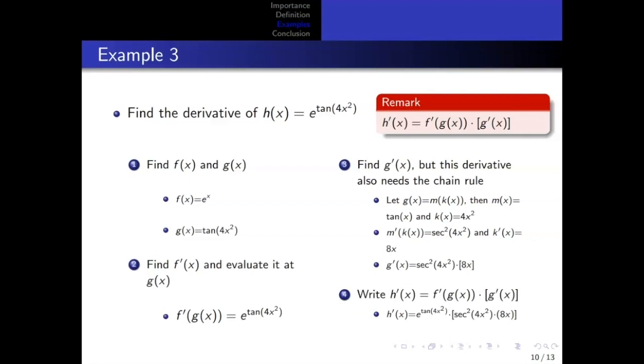So putting everything together, we get an answer of h prime of x equals e to the tangent of 4x squared times secant squared of 4x squared times 8x. As you can see, this is an example of using the double chain rule in a function that looked super complicated at first, but after we broke it down, it did not seem that complicated to take the derivative of.